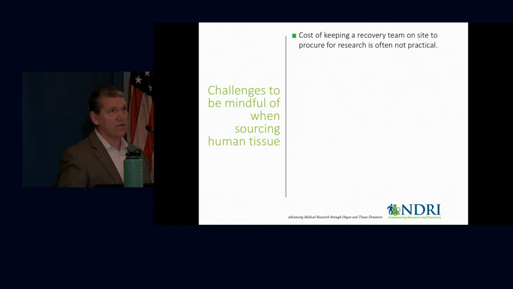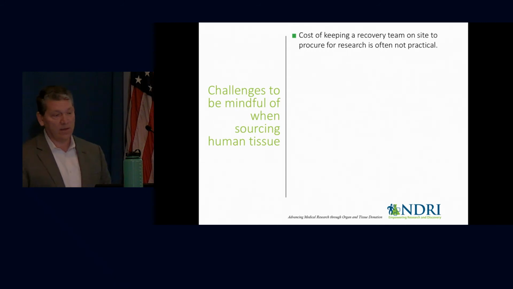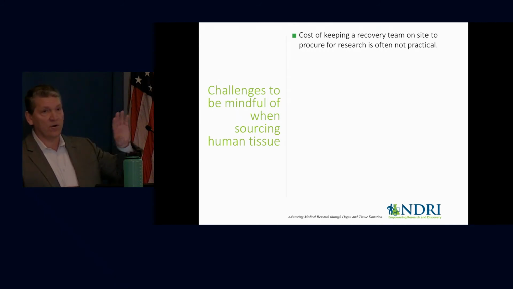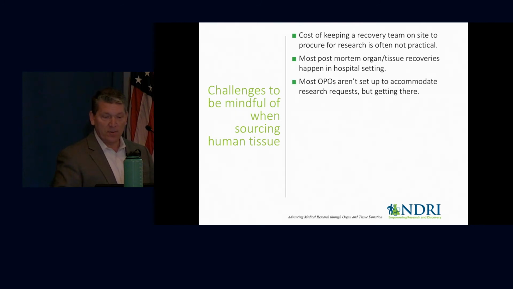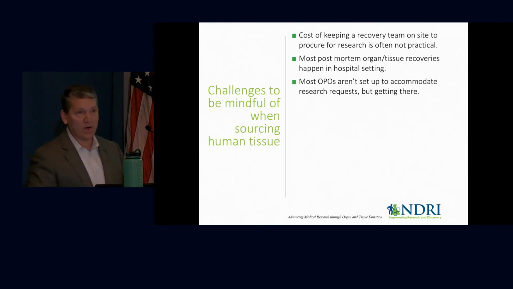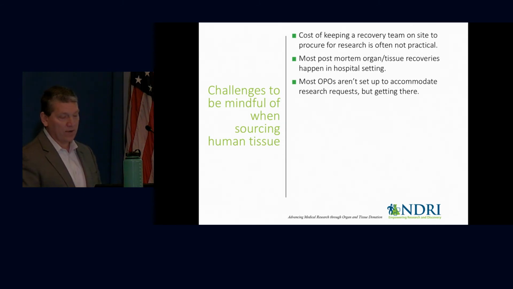So working with organizations that are doing multiple procurements might be an easier way to get what you need. There's going to be times that approaching your OPO works great, and there's times when it doesn't. Most postmortem organ or tissue recoveries happen in hospital settings. Again, I just covered that. Most OPOs aren't set up to accommodate research requests, but they're getting there. Some are more research friendly than others.